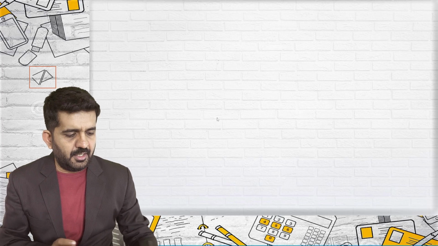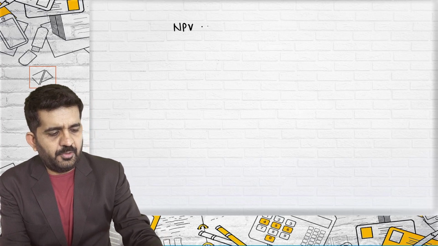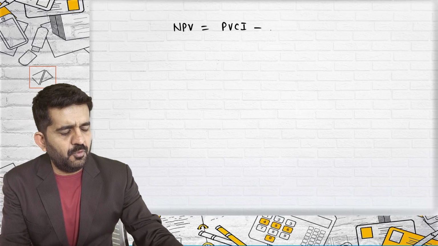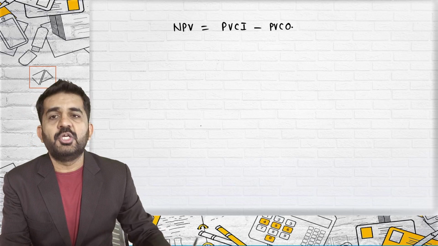In this lecture, we'll be solving some of the questions of capital budgeting. Before solving questions of capital budgeting, let us revise all the methods that we have done up till now, that is net present value, profitability index, as well as IRR. So we are first revising net present value. How to find out net present value? Present value of cash inflow minus present value of cash outflow.